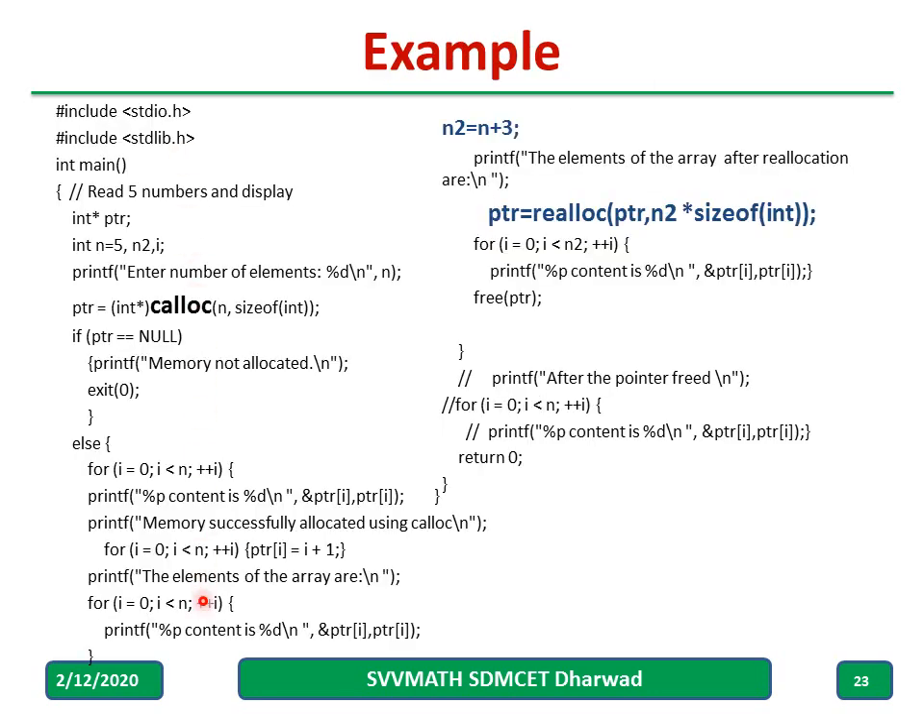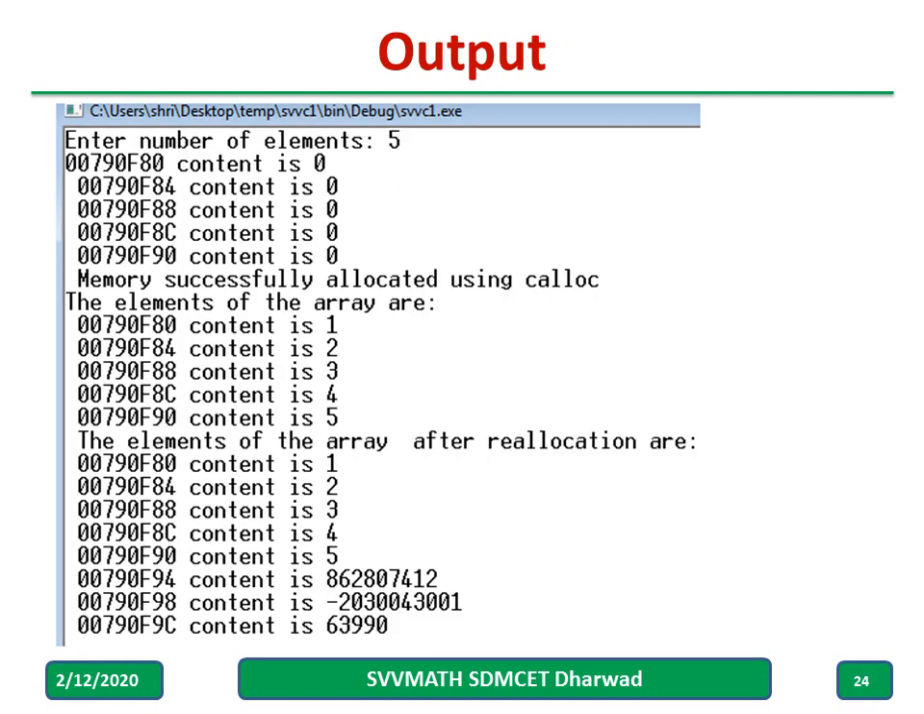It's the same program. Calloc I have used. Whatever the length n was, I'll increase it by 3, n plus 3. Again, I'll use realloc. Now, instead of n into sizeof int, I'll make it n2 into sizeof int, so that the number of locations reallocated is more. Simply I have printed. Because I used calloc, all are initialized to 0. After assignment, numbers are assigned 1, 2, 3, 4.